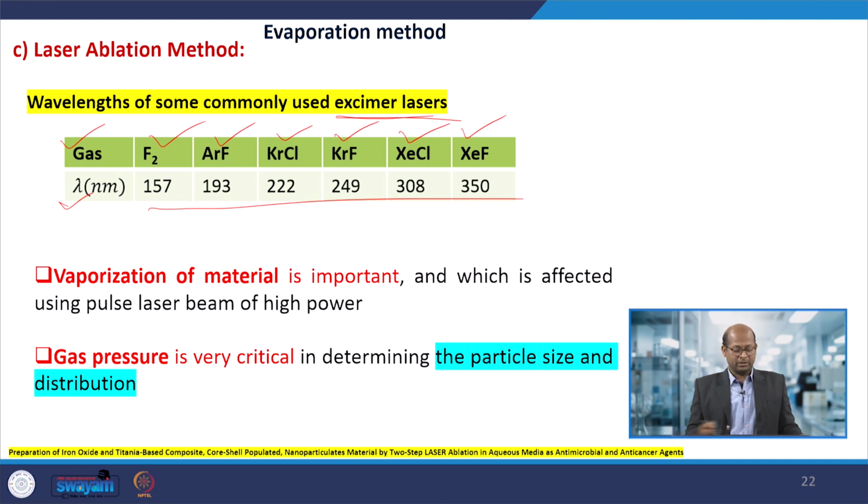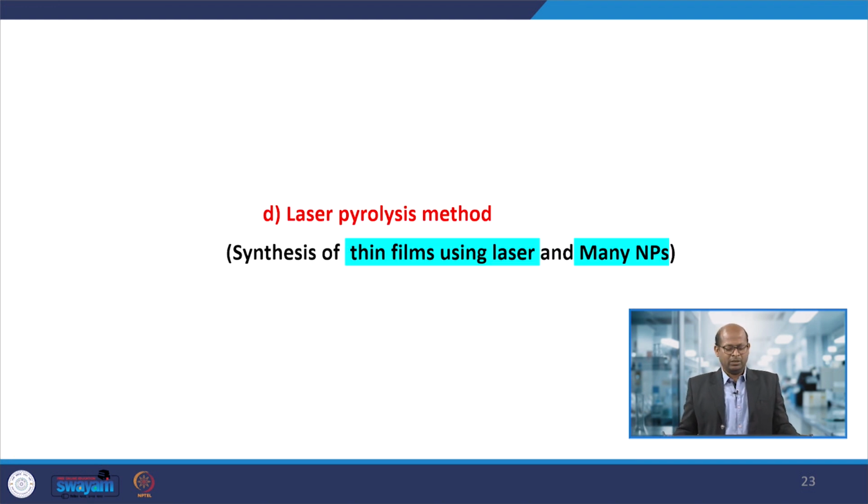Depending upon the excimer source available, we can use it. Vaporization of the materials, which is very important, is effected using pulsed laser beams of high power. Gas pressure is also very critical in determining the particle size and distribution of the particles over the surface. So when we are using a particular gas, which may be an inert gas or other gases, the pressure is very important. By controlling that we can get different types of materials.